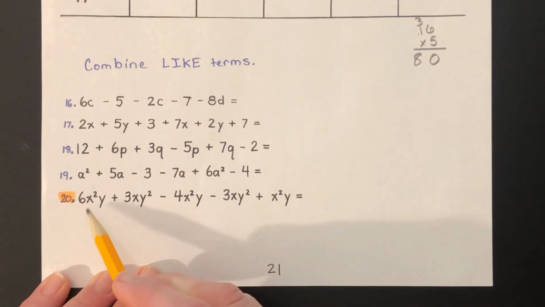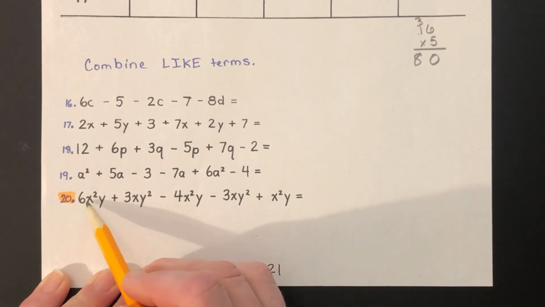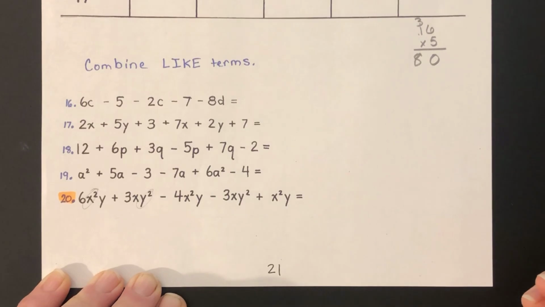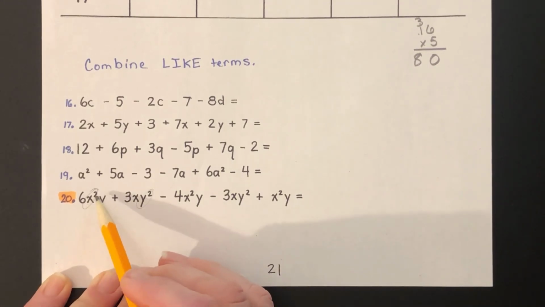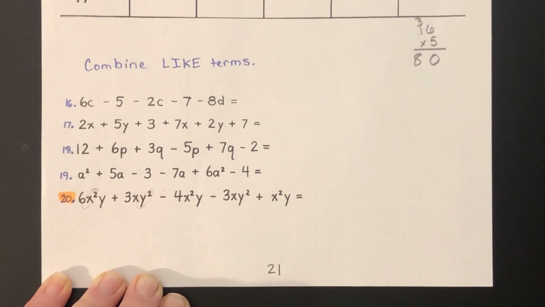You might be tempted to just add up all these terms together because they all have x and y and they have something squared. However, since some of them have the x squared and some of them have the y squared, these are not like terms. These are different. So we're going to go through and add up all of the x squared y terms. And after that, we'll add up all the x y squared terms.